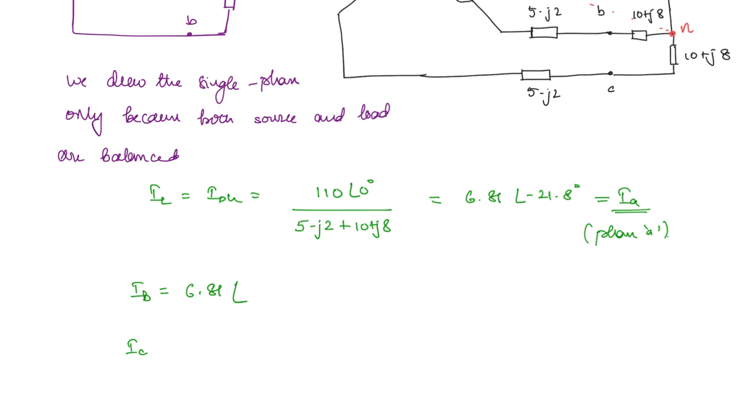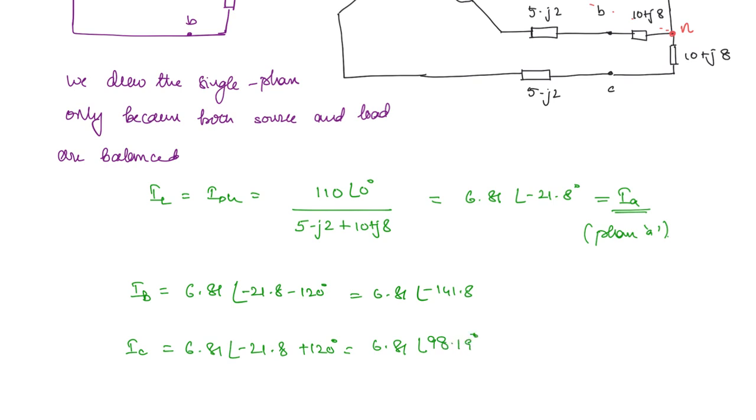Phase we can get from this: if it is minus 21.8, B should be lagging. If nothing is mentioned, we take the ABC sequence. So B should be lagging A by 120 degrees. So minus 21.8 minus 120 degrees. So what are you going to get? 6.81 angle minus 141.8. What about IC? This is going to be minus 21.8 plus 120 degrees. So this is going to be 6.81 angle 98.19 degrees you're going to get.